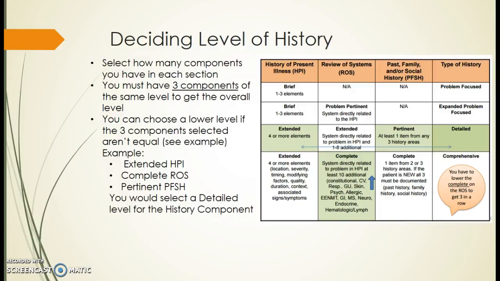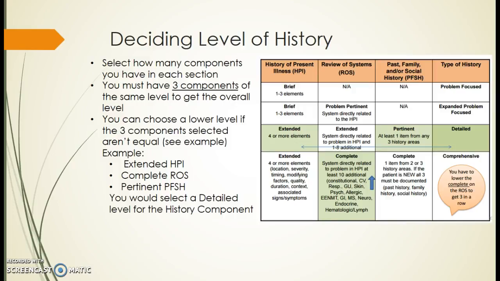Okay, deciding levels of history. I put this little table in here for you with some examples. So you want to select how many components you have in each section. You must have 3 components of all the same level to get the overall level. So you can choose a lower level if the 3 components selected aren't equal.